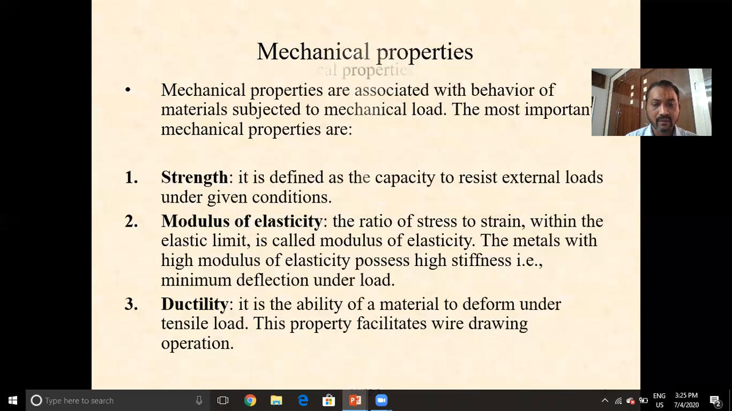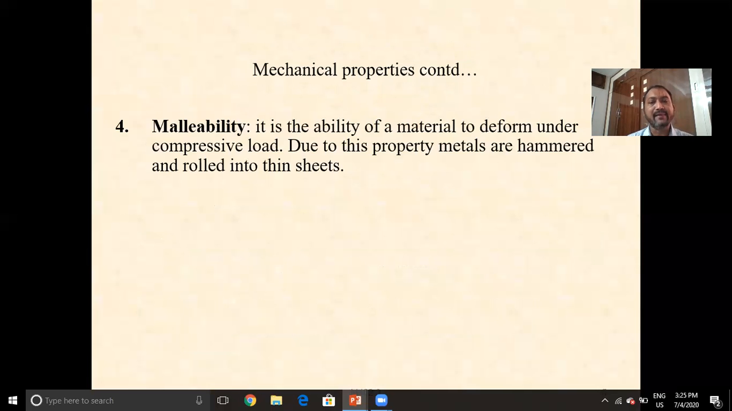The next one is malleability. This malleability is another property, due to which the material can be produced in the form of sheets. Here the compressive load is applied. When a material is subjected to compressive load, it will elongate, the thickness reduces and the surface area increases. That is, it can be formed into thin sheets.